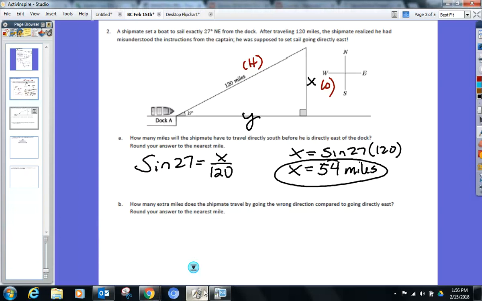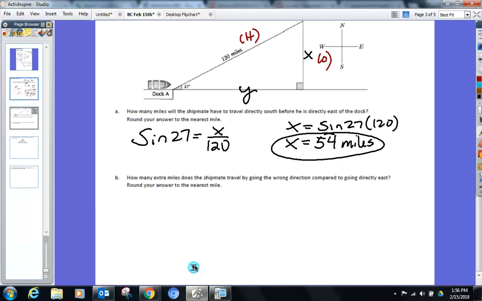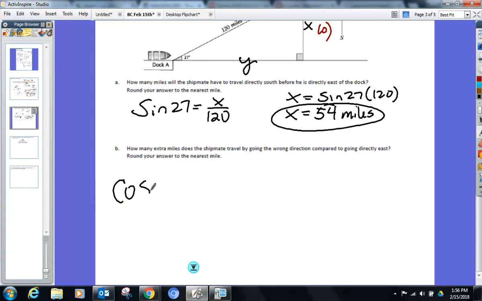Number 20. Cosine, you got it. So cosine of 27, adjacent, y over, what's it got to go over there, Letty? Buck 20, the hypotenuse.